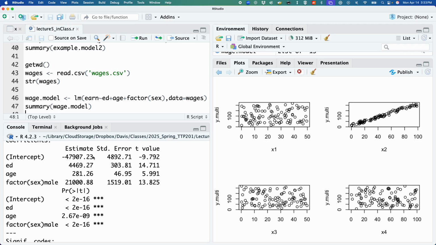And if you were a female, starting out minus this, and so you would start out at maybe 2,000 a year, and then if male, plus another 21,000. So if you were to make that prediction based off of these values, female, 20 years old, 10 years of education would make roughly 2,000 a year, and a male would make roughly 23,000 a year.